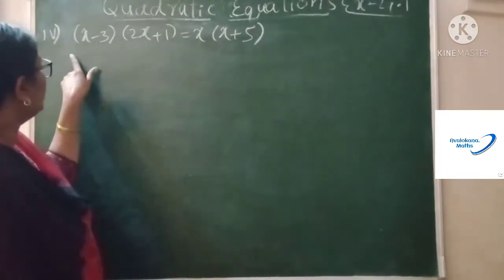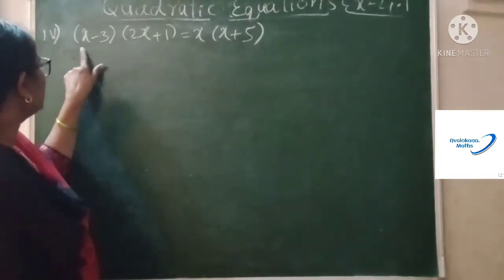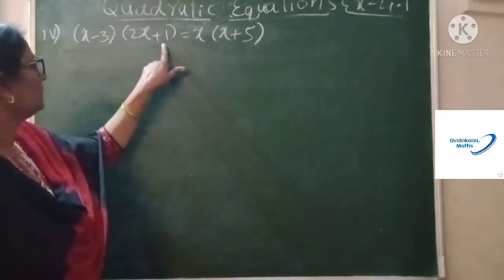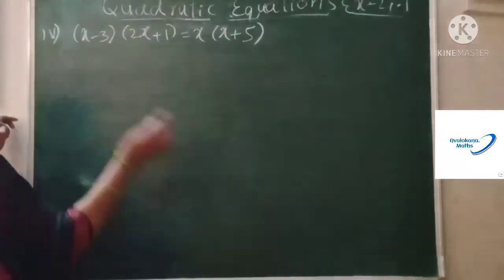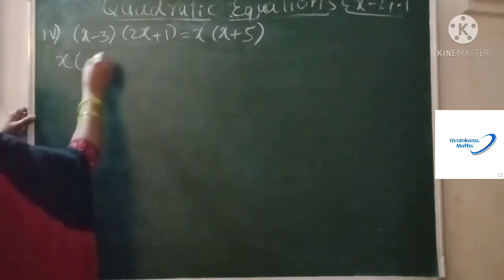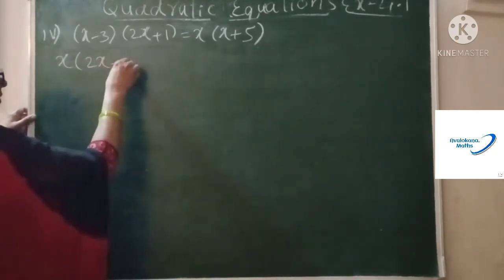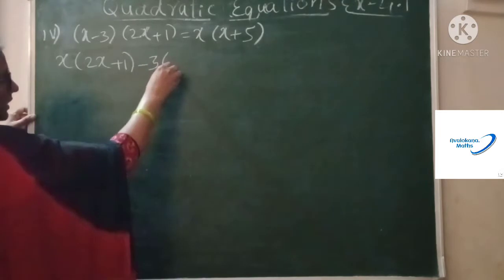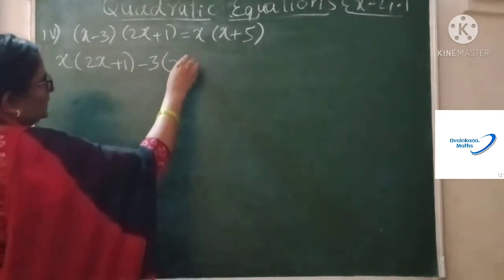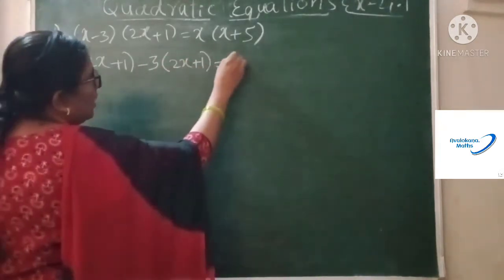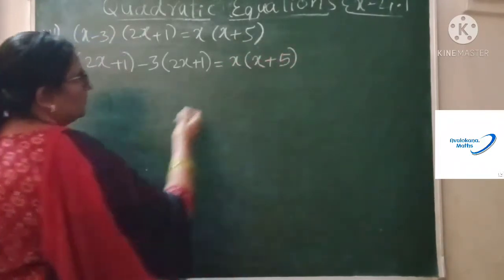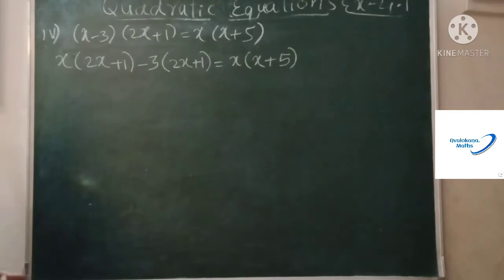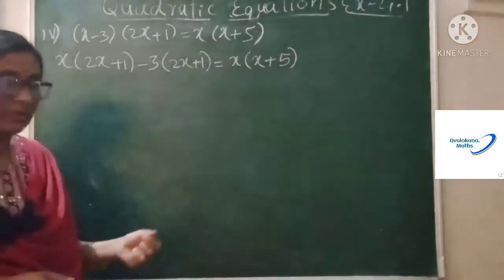Hello children, continue with this one. You have the fourth question. x minus 3 into 2x plus 1 is equal to x into x plus 5. Very simple. Okay, we will proceed like this. x into 2x plus 1, for the learned beginners it is very helpful. In this I explained how to operate multiplication of positive and negative numbers, how to open the bracket and all that.